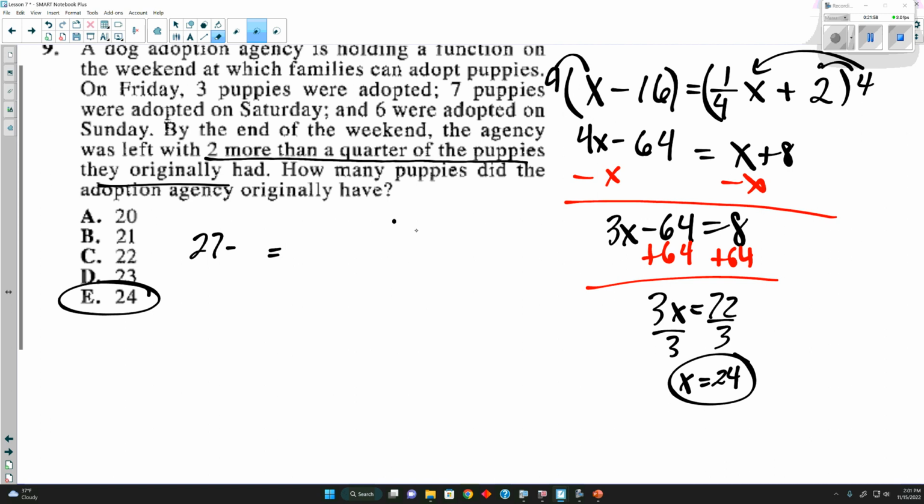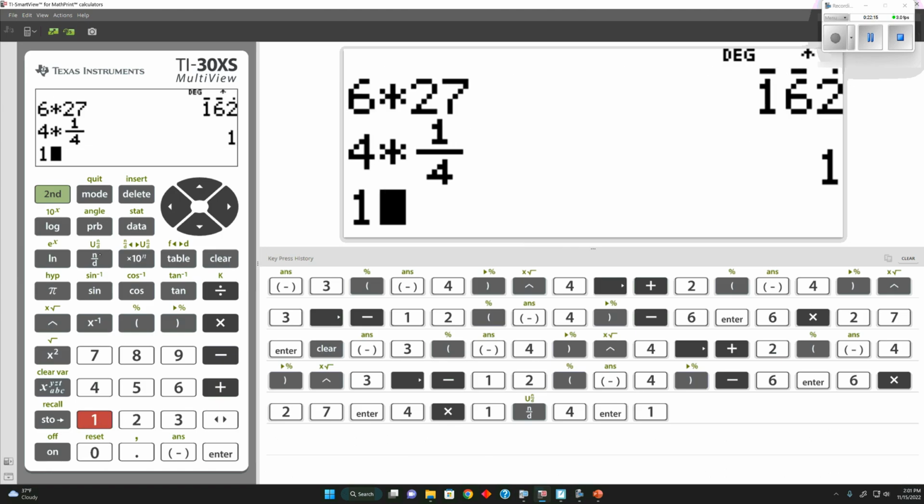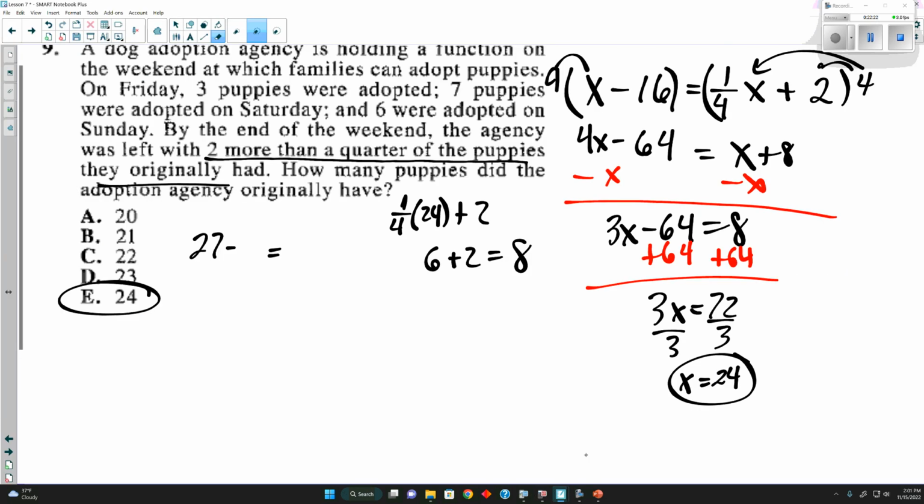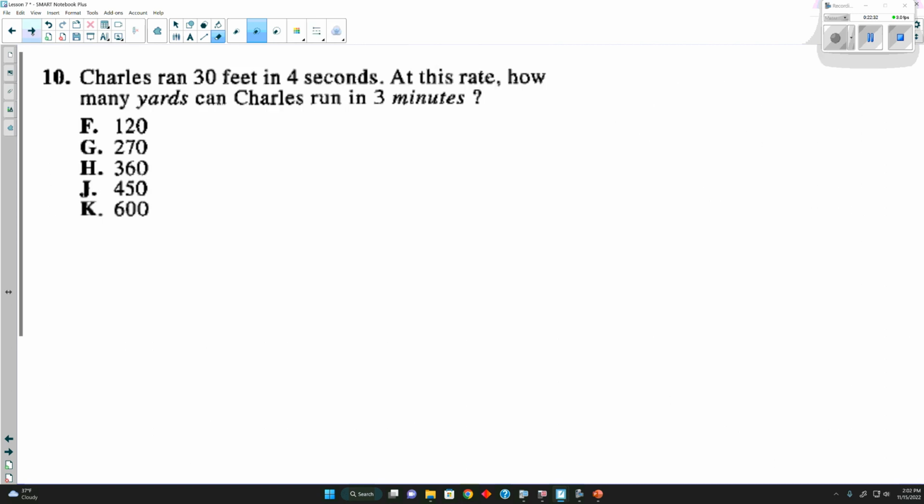Because if we did 1/4 of 24 plus 2, 1/4 of 24 is 6, plus 2 is 8. 2 more than 1/4. 1/4 times 24 plus 2 is 8. And if we did this here, 24 is what we started with, not 27, minus 16 does give us 8, so it does check out.